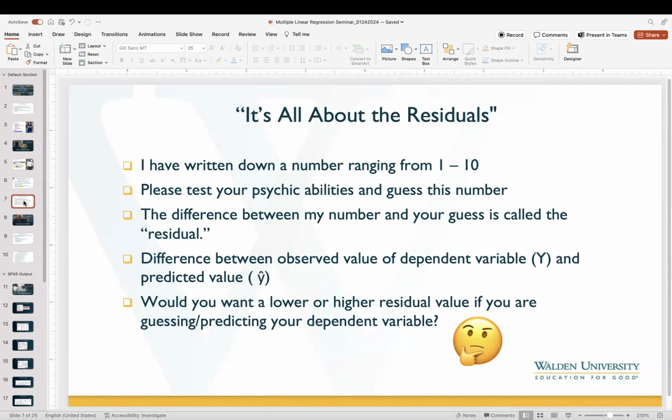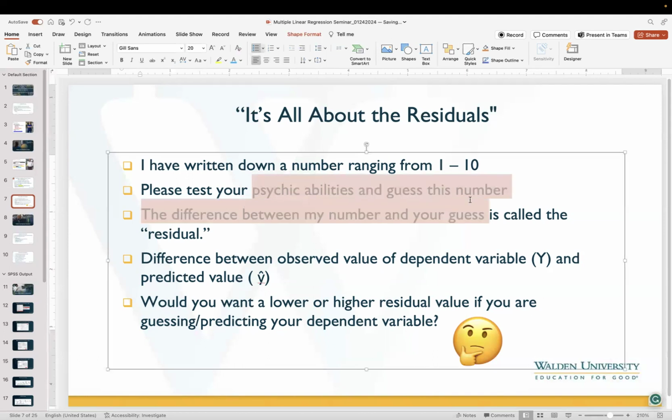Okay, we're going to do a little quick exercise. I have a number in my head. I'm actually now writing it down on a piece of paper, and it's from 1 to 10. Now, what I'd like for you to do is to be a psychic. You're going to try to predict or guess this number that I have in my head, from 1 to 10.